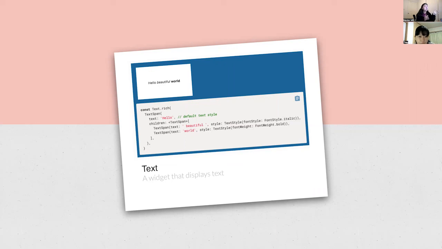With the rich text, you have to provide the text span. Each of the text span will have its own text with its own style. And you can join the spans by providing more children to the text span.